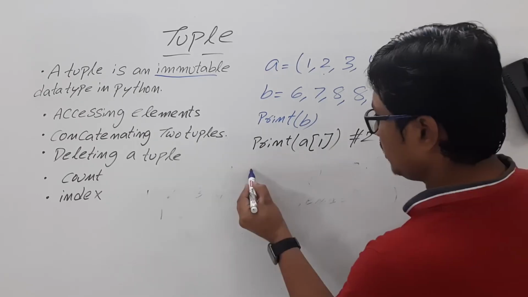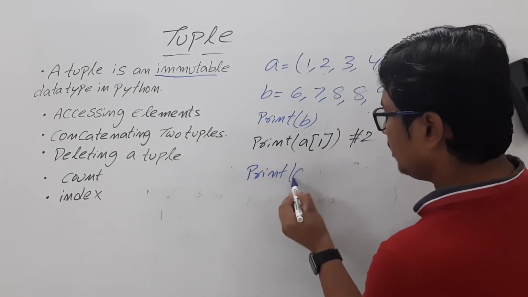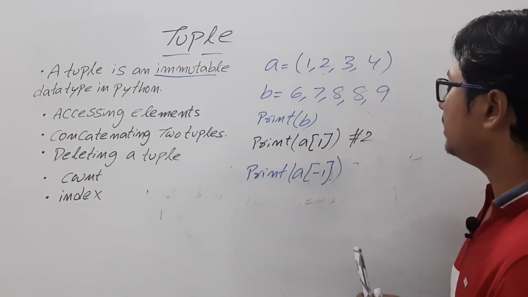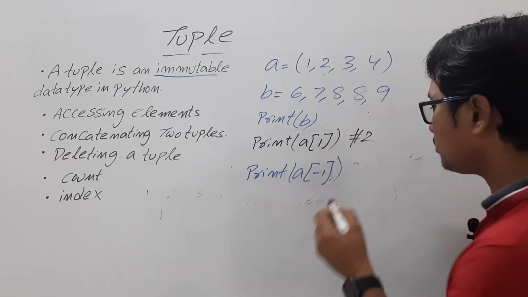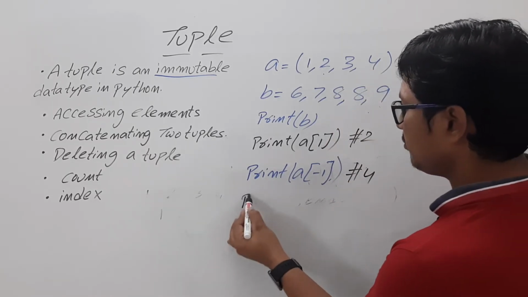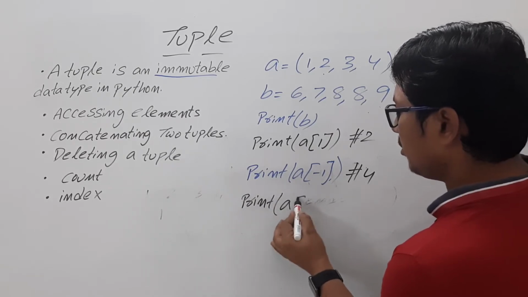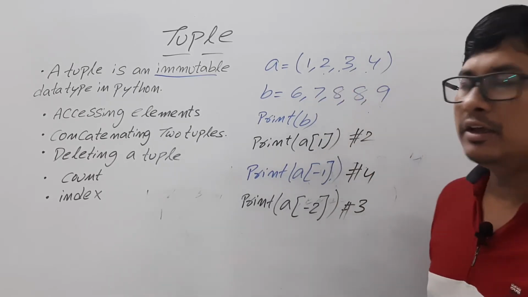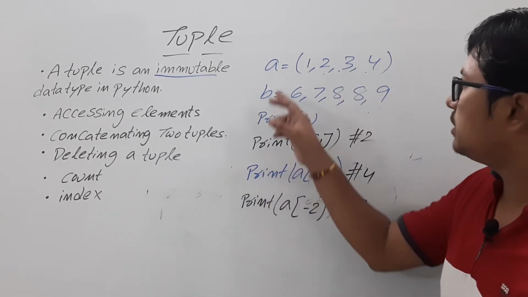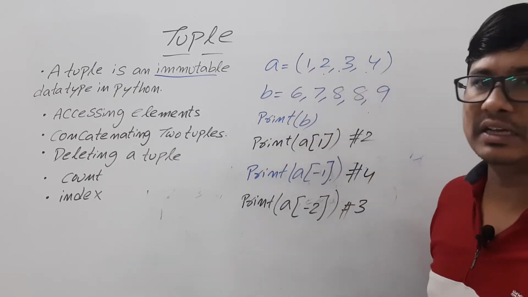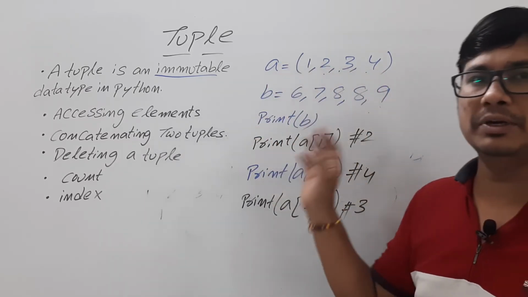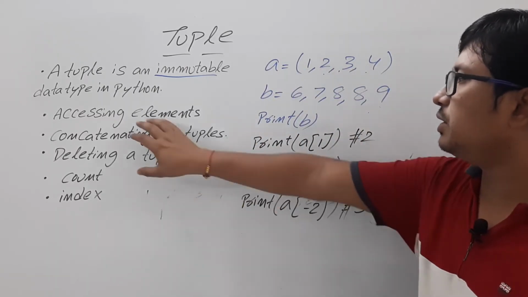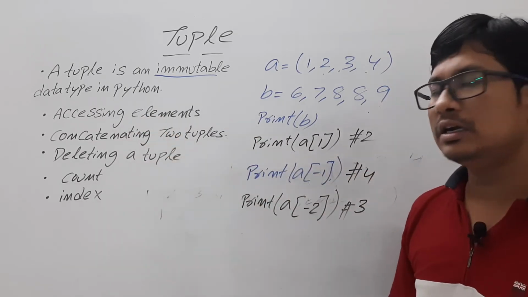Okay. Now if you simply write print a of minus 1, then what value will be printed? Then the last element is 4, that will be printed. If I specify minus 2, print a of minus 2, then last but 1, which is 3, that will be printed. If you specify the positive values, it will start printing from the left hand side. If you specify the negative values, it will start printing from the right hand side. Is it clear? Are you able to understand? So this is the way you can access the elements which are there in the tuple.